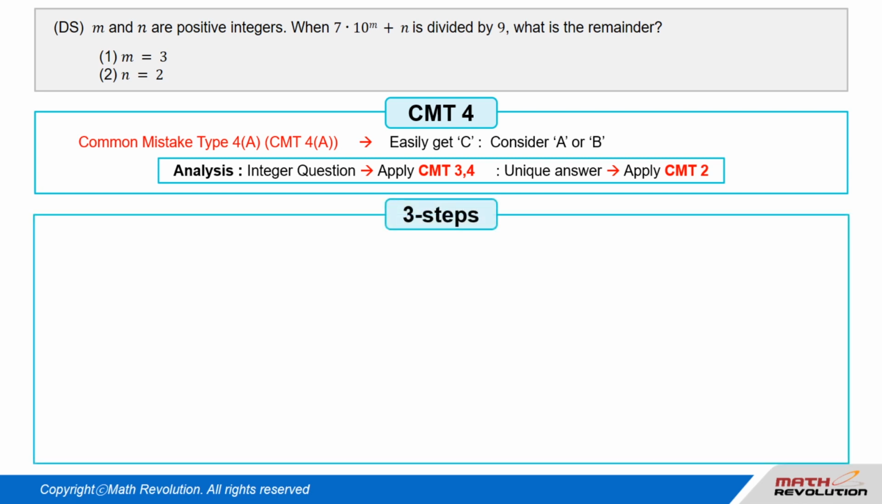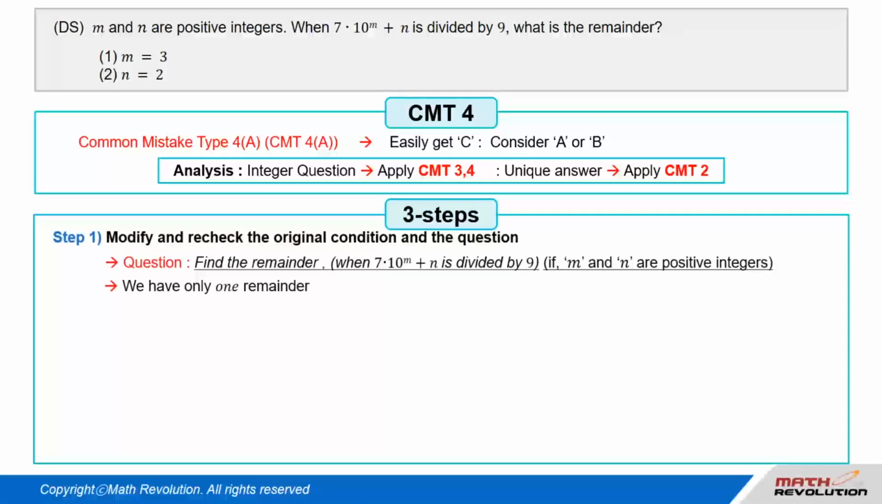Let's apply the 3 steps suggested previously. Follow the first step of the variable approach by modifying and rechecking the original condition and the question. The approach is always the same, so it is important to remember the solving process. We have to determine the remainder if 7 times 10 to the power of m plus n is divided by 9, where m and n are positive integers. This means that we must have only one remainder for an answer.